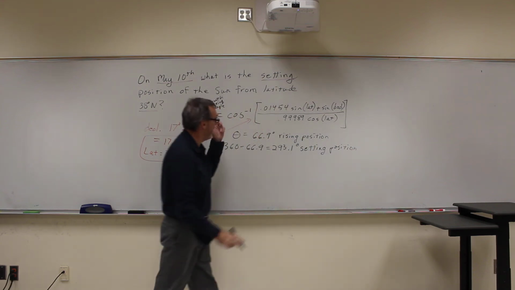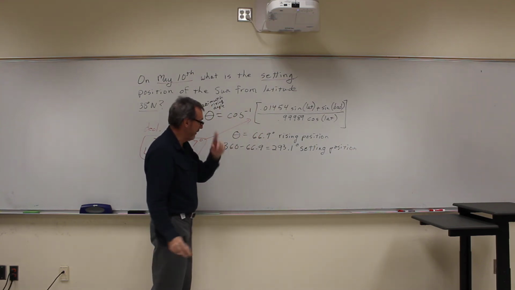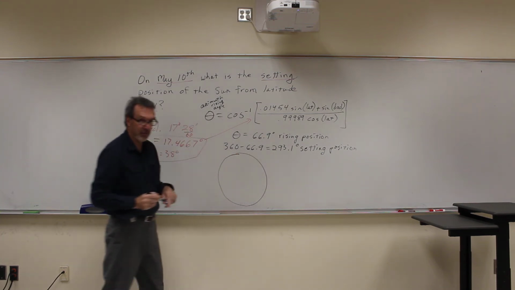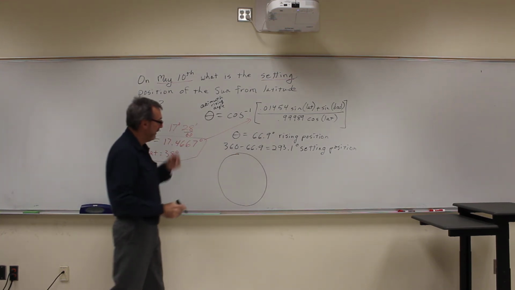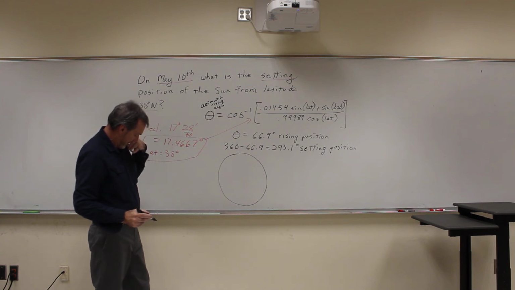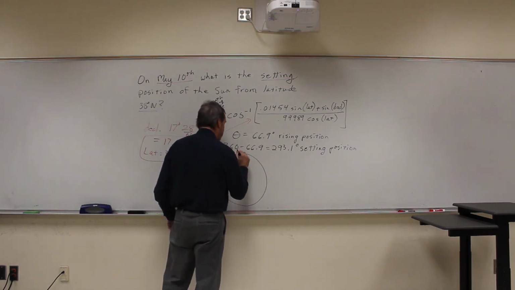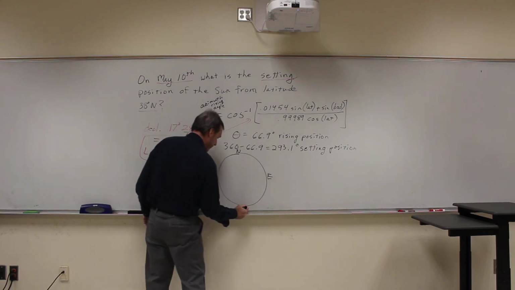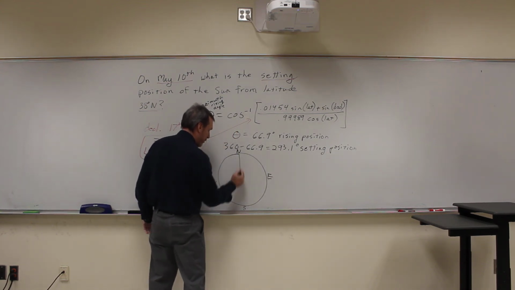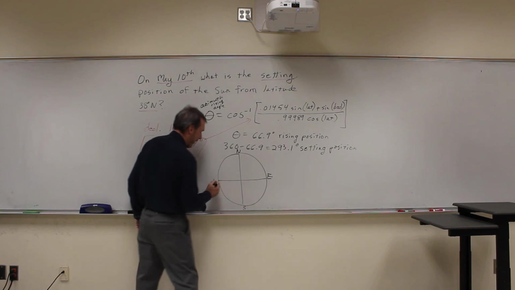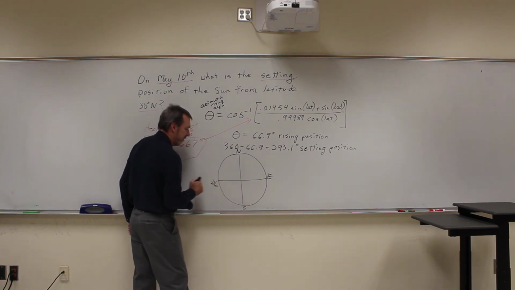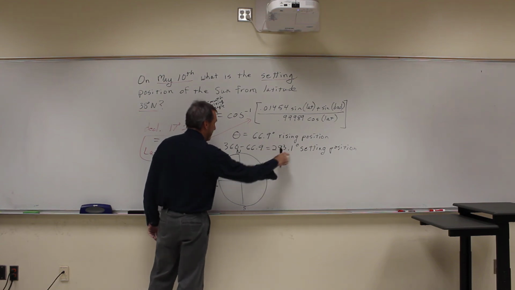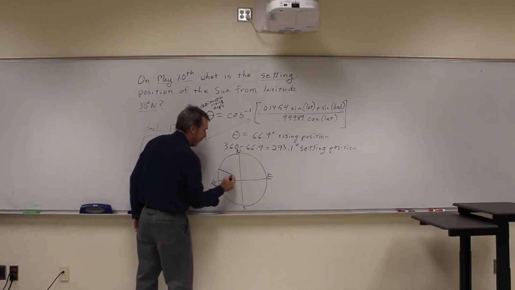If they ask for rising position, I could just stop there. However, I always have to remember, make a picture. In this case, you don't have to do it as precise as we did before. Just make a nice circle, and then you have to label it. North is up, east is over here, so east, south, west, like this. Remember, west is at 270 degrees. North is 360 or 0. And so I want 293. Well, 293 is going to be about in here.